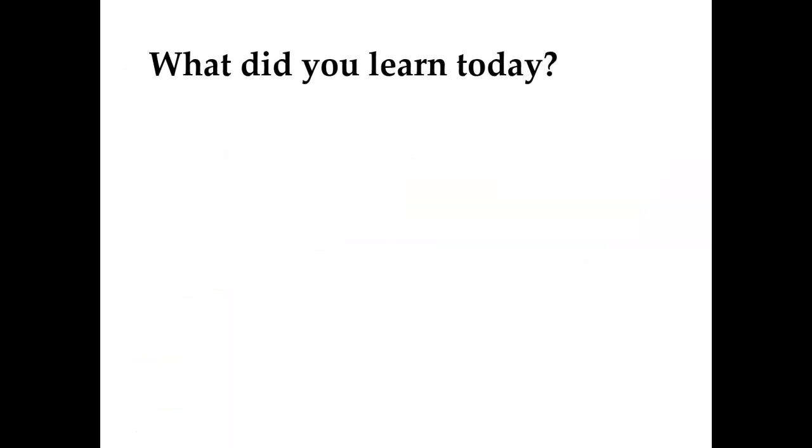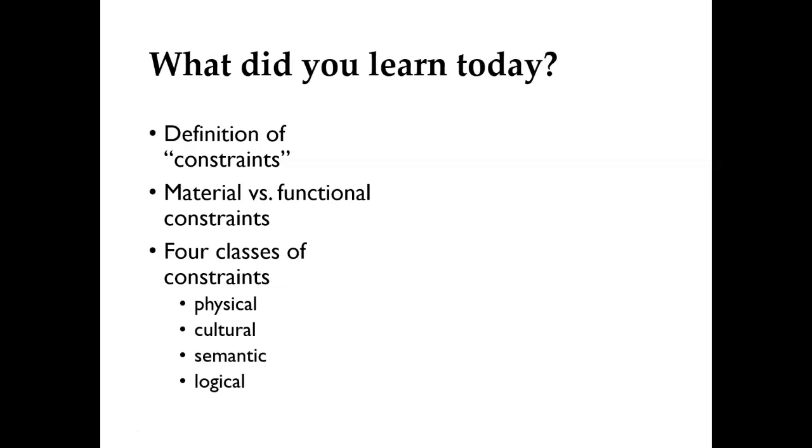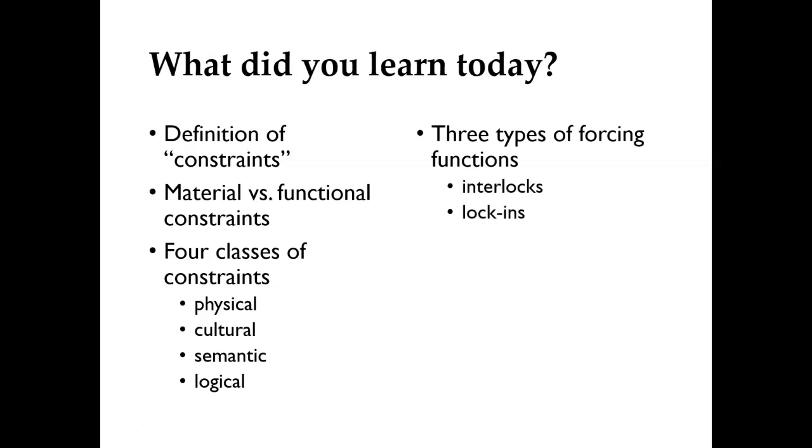So let's review what you learned today. You learned a definition of constraints. You learned about the difference between material, that is physical, and functional constraints. You learned about 4 classes of these constraints, which are physical, cultural, semantic, and logical. And you learned about 3 different types of forcing functions: interlocks, lock-ins, and lockouts.